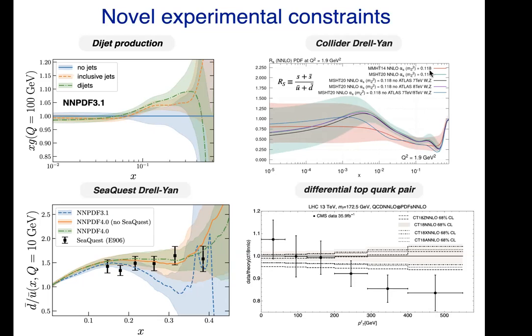For example, the collider measurements of Drell-Yan production, so W and Z production, provide the leading constraints on the proton strangeness together with the neutrino data. So the LHC is not just providing some footnote on the PDF fits, it's literally dominating the information on the PDFs that we extract from the data.